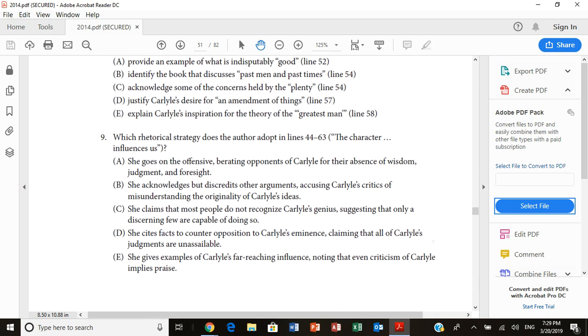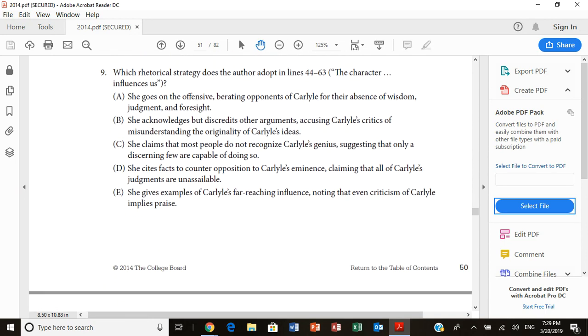Okay. What rhetorical strategy does the author adopt in lines 44 to 63? All right, this is a big, long passage. Please take a look at it. All right. We are talking almost about the whole of paragraph 2.